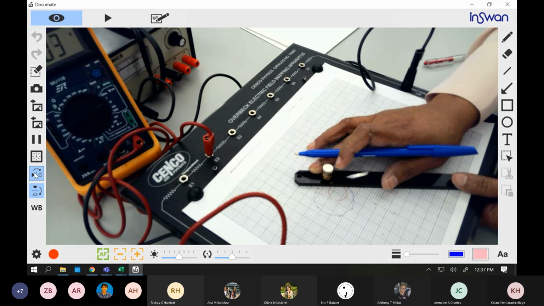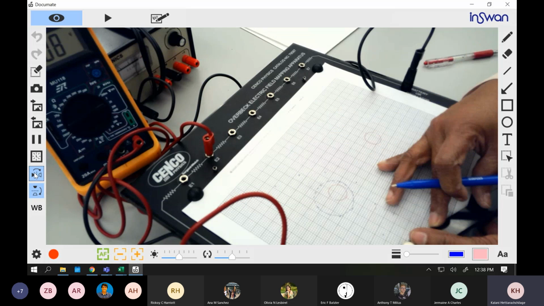Professor, yes, what? Your screen is kind of lagging right now. Okay, so it's just drawing the equipotential lines for each resistor. That's what we are doing. I'm going to refresh the page in a minute. Okay, thanks.